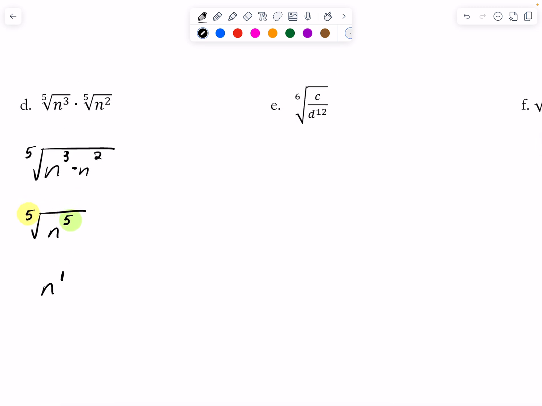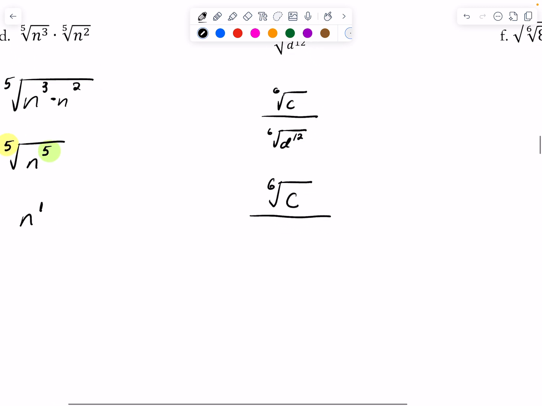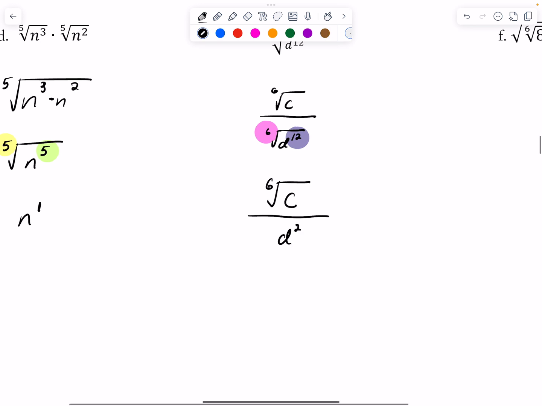With this one, I'm going to give them their own radicals. So that's the sixth root of c over the sixth root of d to the 12th power. The sixth root of c I cannot do anything about, but I can do something with my denominator, because as I just showed, this 12 can be divided by that 6, which leaves me with d squared. All right, and as long as there are no radicals in the denominator, we're okay. So this is simplified.